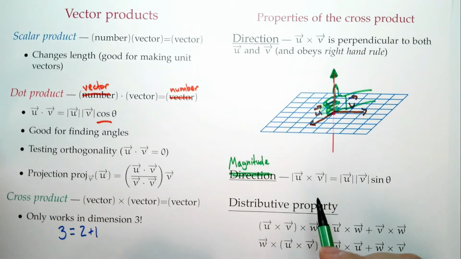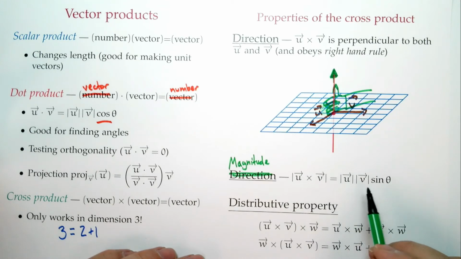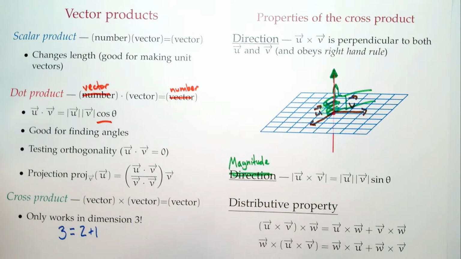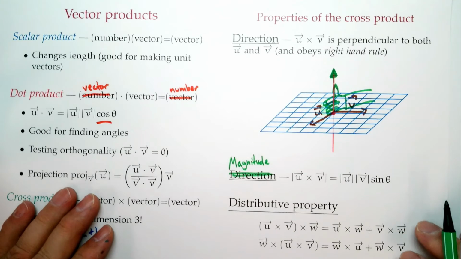Well, we're going to say that the magnitude of U cross V is the magnitude of U, magnitude of V, sine of theta. So it's a little bit different than dot product. Dot product, you get cosine. Cross product, you get sine. There's a good reason why we want the sine.